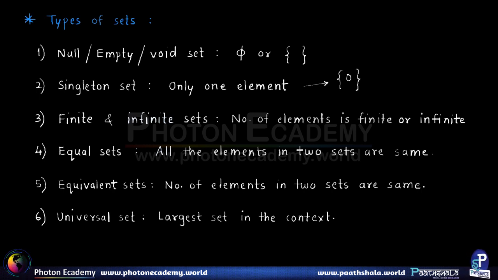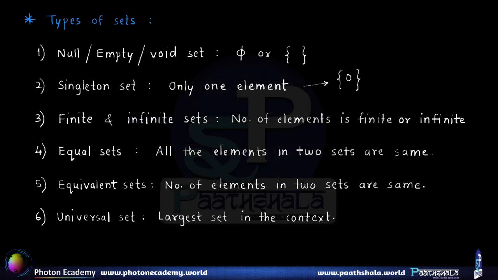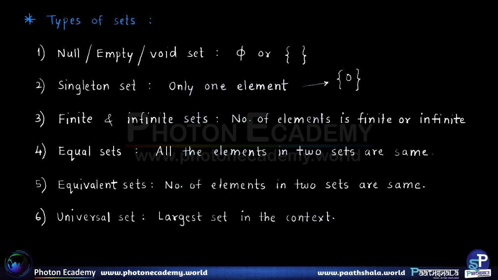The fourth type is the equal sets. Here we have two sets and we call them equal if all the elements in both of those sets are exactly the same or identical. So that means irrespective of the order in which they are listed, the elements themselves are exactly the same in both of the sets.